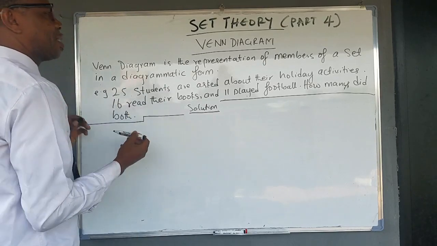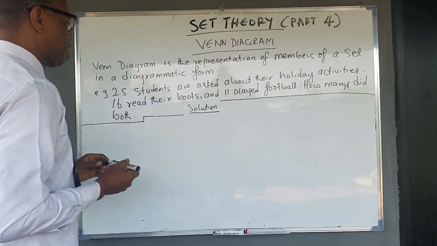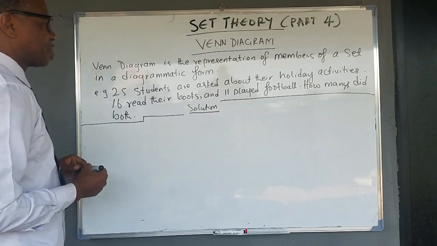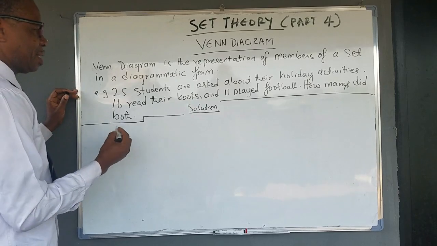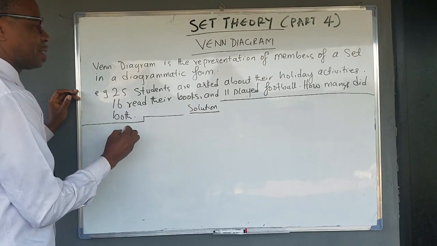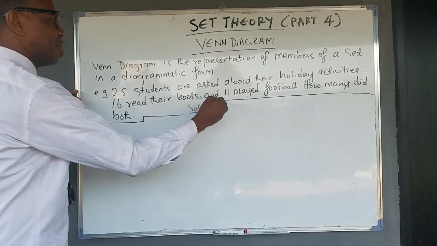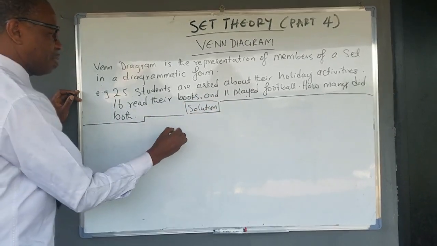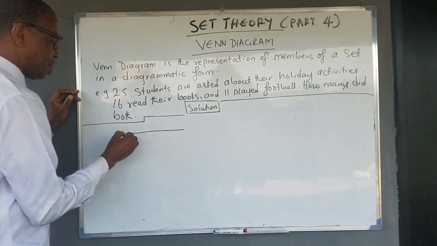25 students are asked about their holiday activities. 16 read their books. 11 played football. How many did both? Now, I can represent this in a Venn diagram, first of all, as my solution before I solve. Now, what do I do? I draw my Venn diagram.